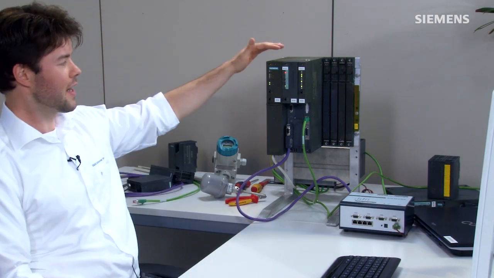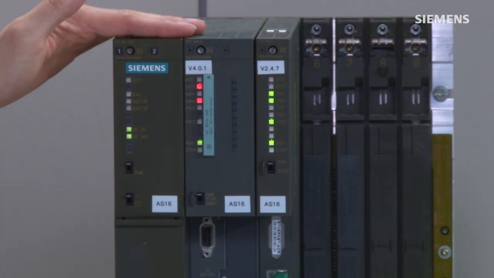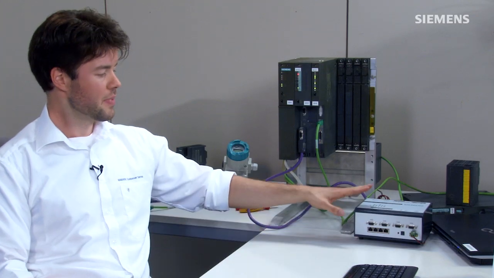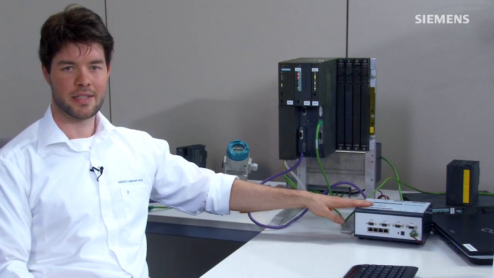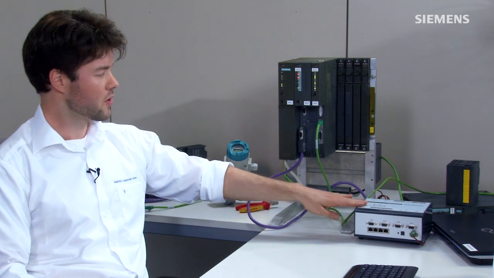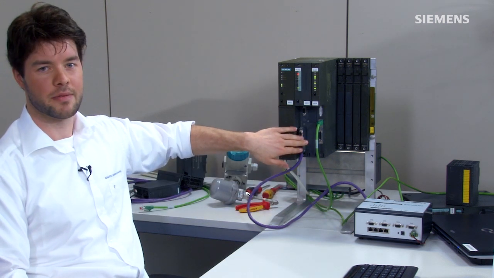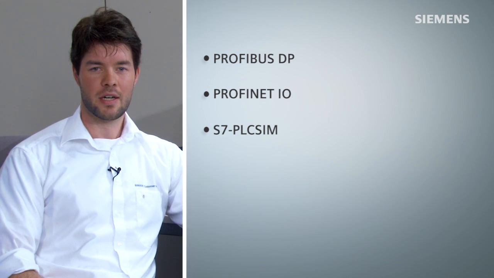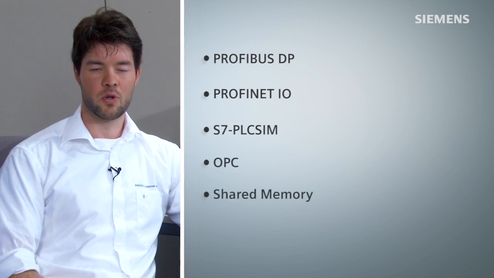and risks. For testing my automation software, I use a real hardware controller, a so-called hardware-in-the-loop solution. To connect to my real controller, I use an interface module, which enables coupling to the Profibus DP interface. Simit also provides additional coupling options, such as Profinet I/O, PLC SIM in order to be able to test without available hardware, as well as OPC and shared memory interfaces.